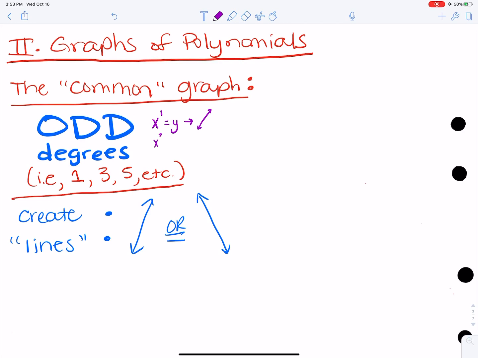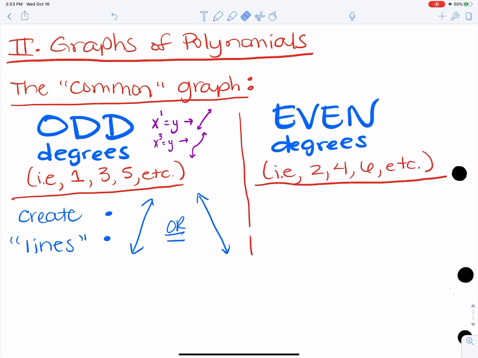Or if you have x cubed, the picture of that looks like this. They both go in an upward motion from left to right. So that is exactly what your odd degrees overall common graph will look like. It will look like a graph going up from left to right, or negative. If it has a negative in the front of it, it will look like a linear graph going down from left to right.